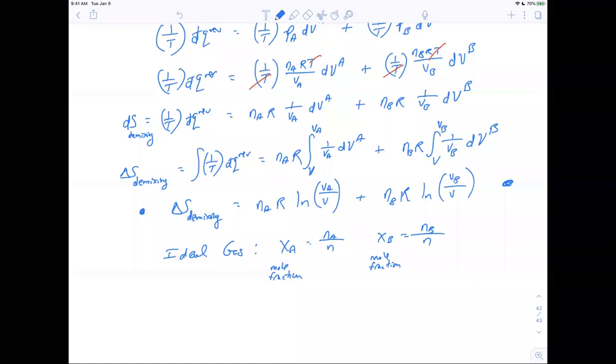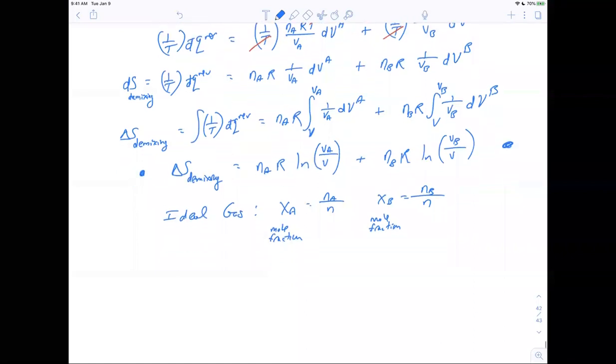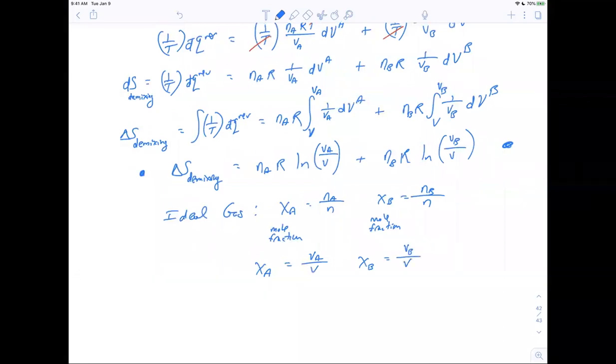For an ideal gas, because of the nature of ideal gases, XA can be written as VA over V, where VA was the initial volume of A, and the final volume if you're going in the reverse direction, and V is the total volume. And the mole fraction of B can be written as VB over V. This is only because they're ideal gases, and that's something you can prove to yourself. It's a very simple proof.